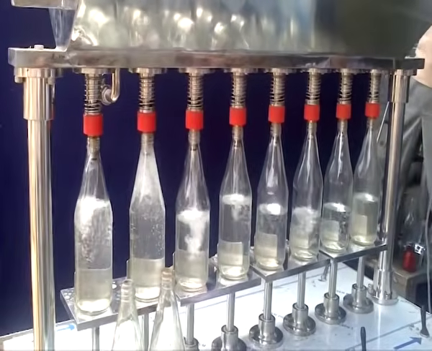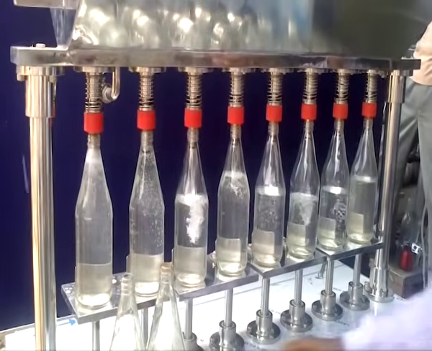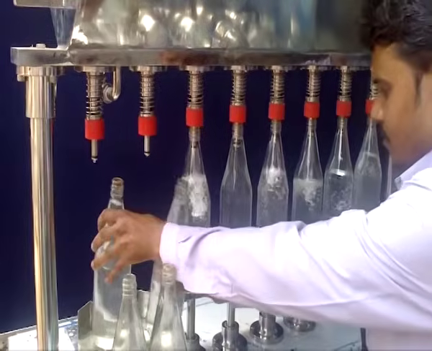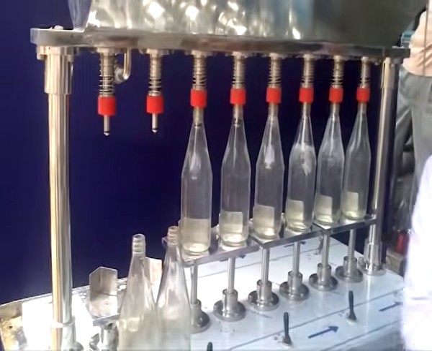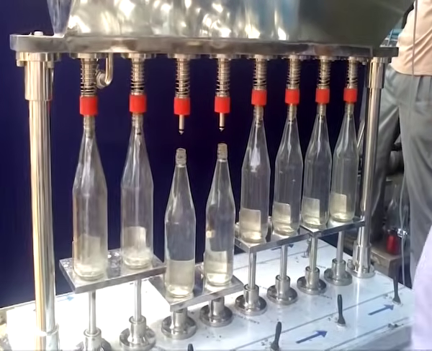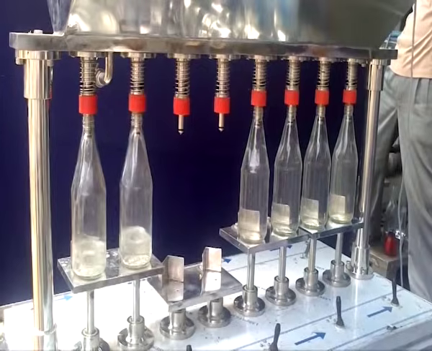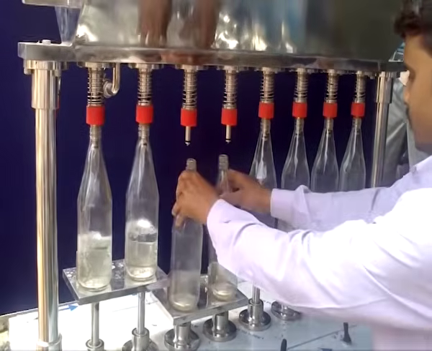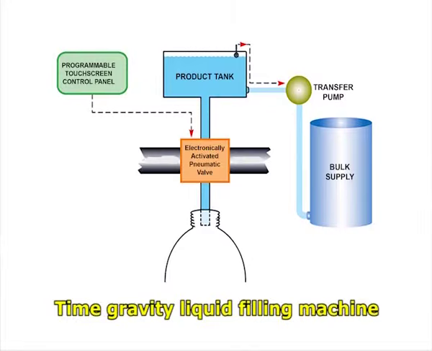Initially, the bulk liquid is pumped into a holding tank above a set of pneumatically operated valves. Each valve is independently timed by the filler's master computer so that precise amounts of liquid will flow by gravity into the container. Independent timing of each filling valve or nozzle corrects for minor variations in flow rates so that each container is filled accurately. Please see figure 8 for the time gravity liquid filling machine.